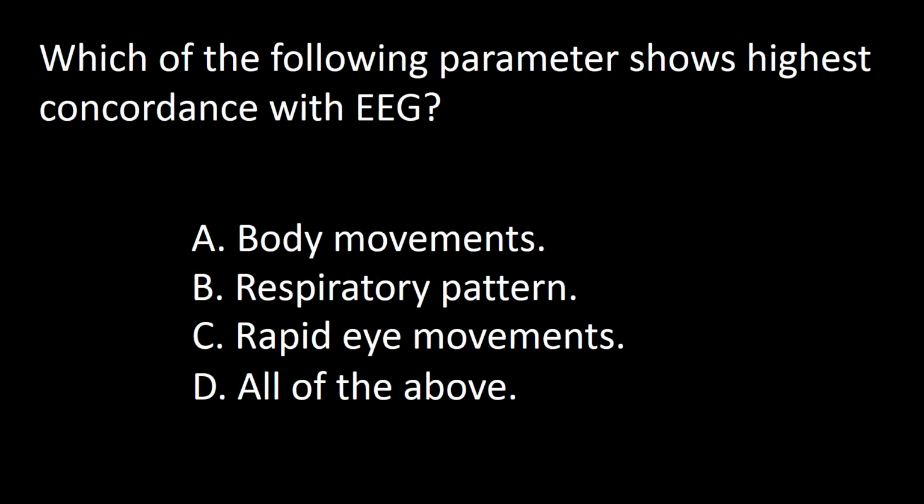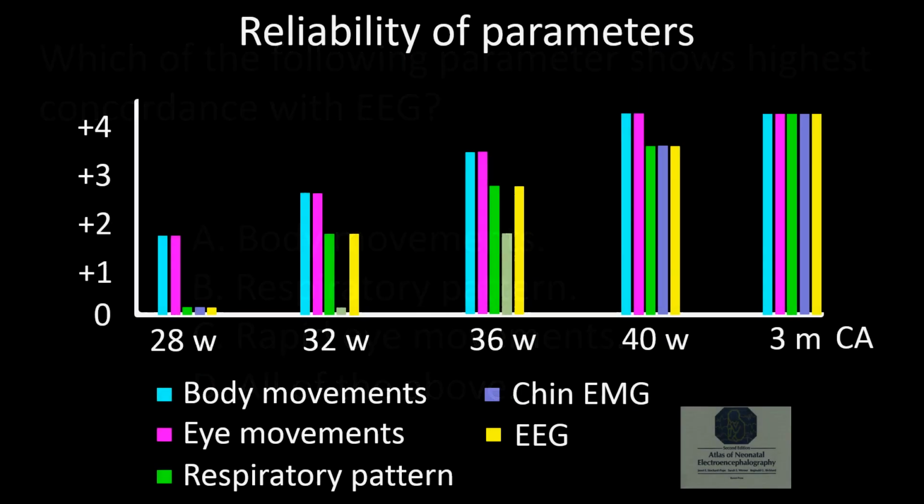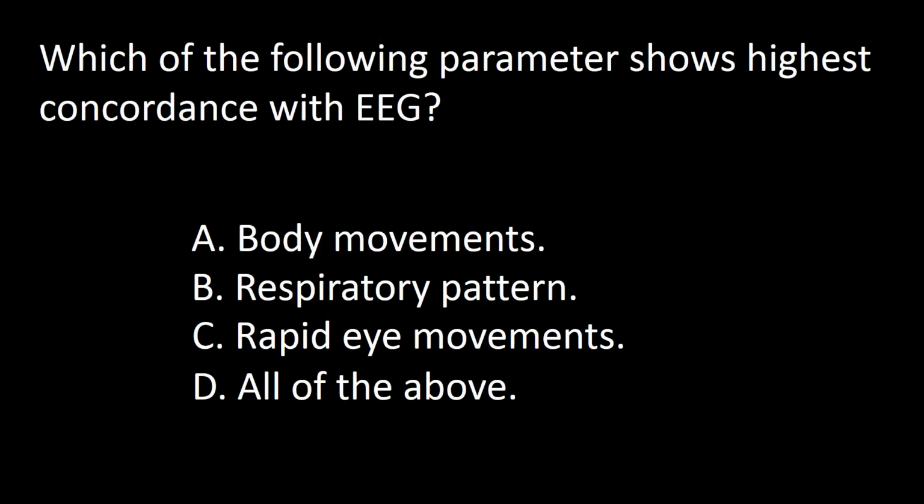Next question. Which of the following parameters shows highest concordance with EEG? A. Body movements. B. Respiratory pattern. C. Rapid eye movements. D. All of the above. The clinical parameter with highest concordance with EEG is respiration. Notice that the green columns for respiration and the yellow column for EEG are always at the same height. So the answer to this question is B.